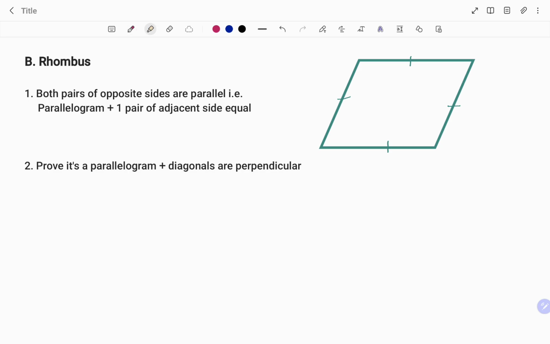To prove that it's a parallelogram, you can prove that both pairs of opposite sides are parallel. That is, if I label my rhombus A, B, C, and D, you can show that the line AB is parallel to the line DC. Likewise, the line AD is parallel to the line BC. You can prove that both pairs of opposite sides are equal, as shown. AB is equal to DC and AD is equal to BC. You can also prove that one pair of opposite sides is parallel and equal.